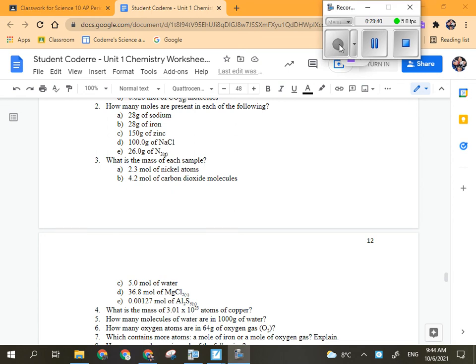Nitrogen is a special element, so we're looking at 2E here. When I look at the atomic mass of nitrogen on my periodic table, that's for one N. Nitrogen comes as a pair, so you've got to put two of them there, so it's not 14.01. The molar mass of N2 is 28.02.